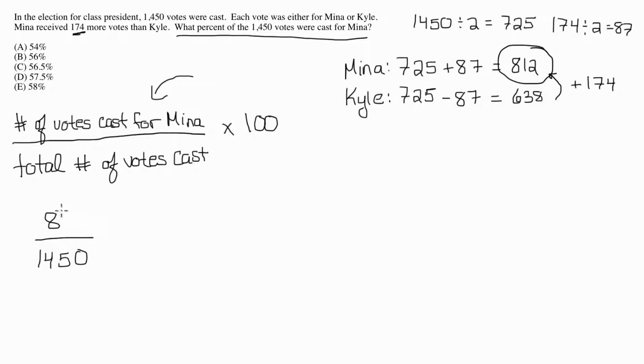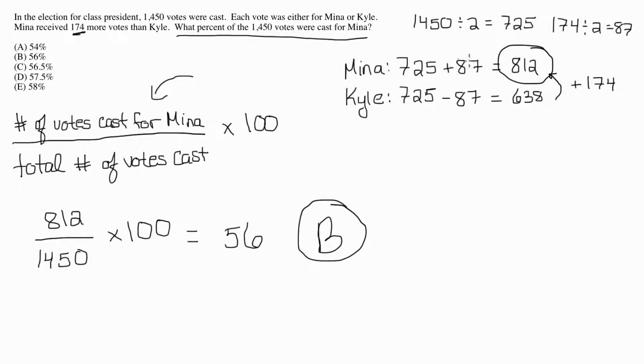So we put that in our numerator, and then we multiply that by 100. 812 over 1,450 times 100 is going to equal 56. So the answer to this problem is B, 56%.